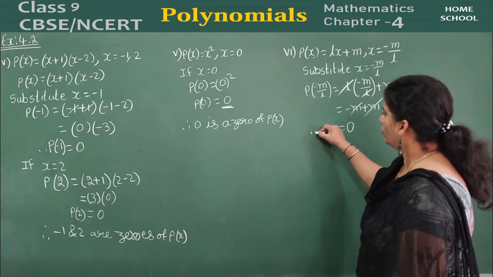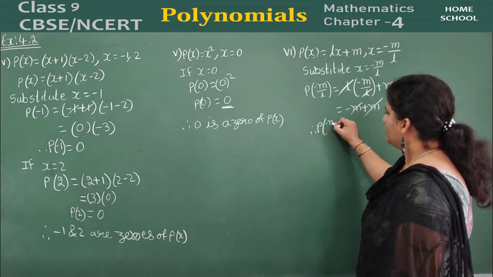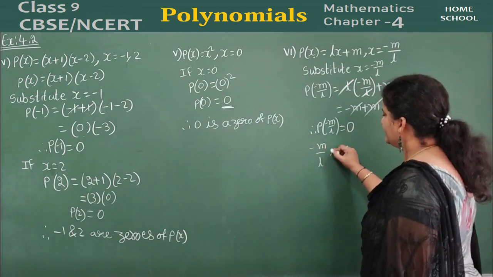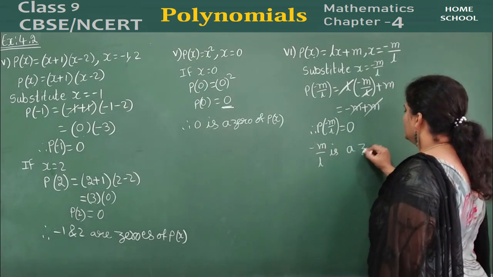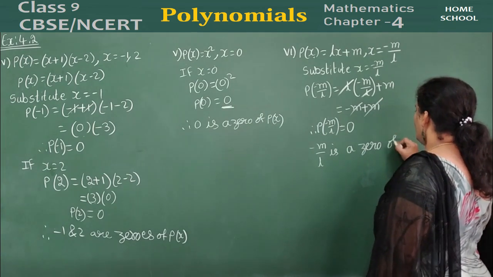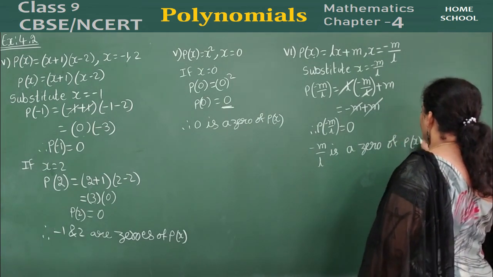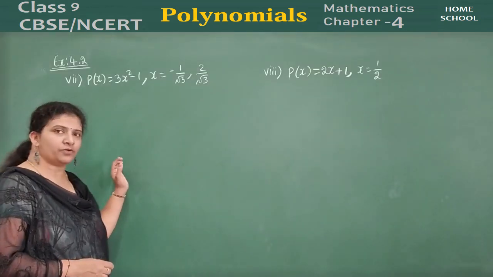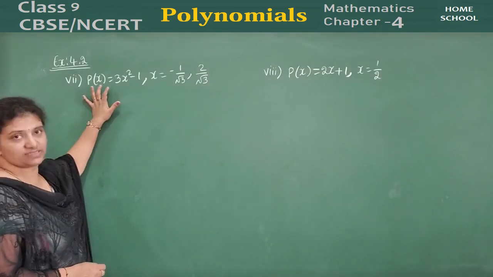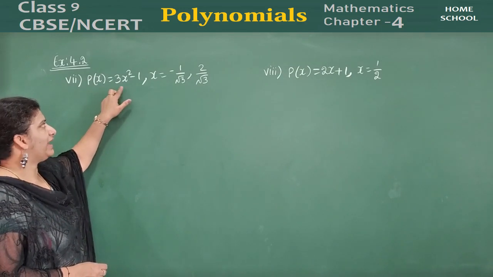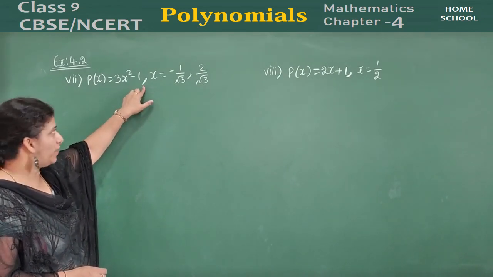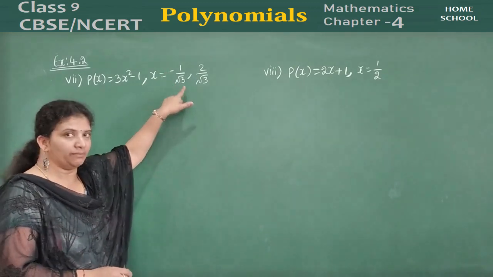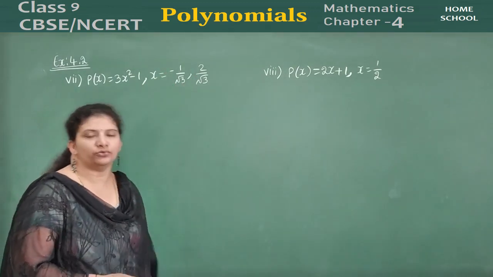So, therefore, what can you say? Minus m by L is a zero of the polynomial of x, that is P of x. Seventh problem here. P of x is equal to 3x square minus 1. x is equal to minus 1 by root 3, comma 2 by root 3.